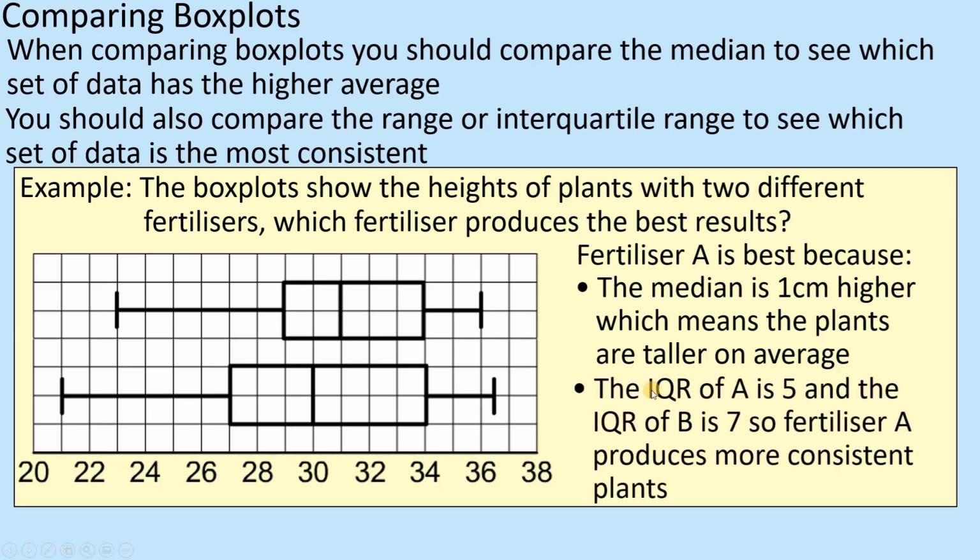So let's have a look. The interquartile range of A is 5. That's this little gap. And the interquartile range of B is 7, which I've just mentioned, is bigger. So fertilizer A produces more consistent plants. So it's quantifying what you're actually saying. It's looking at the information. They're not just saying A is better or B is better. It's saying A is better because. That justification is what they will be looking for in the exam. Hopefully that makes sense. Just to clarify, we're looking at comparing the medians to see which is bigger, comparing the size of the boxes to see which is more consistent, and obviously making a judgment based on that. And again, that's what they'll be looking for in the exam.